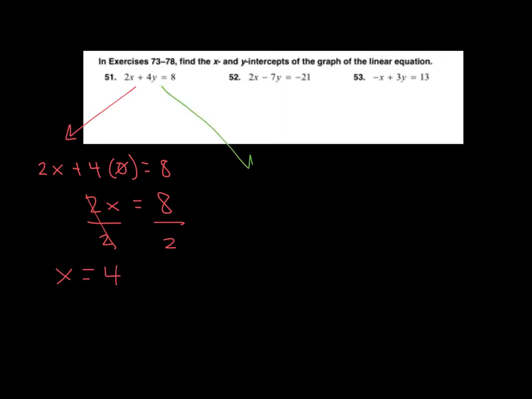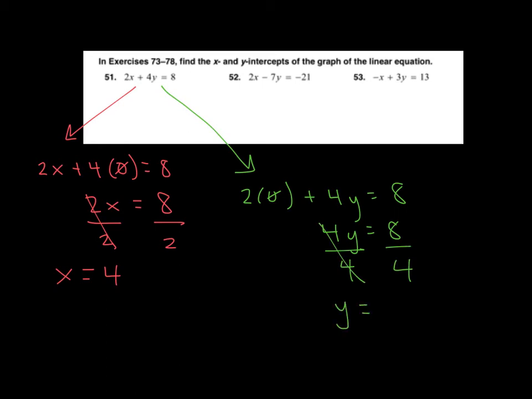In order to calculate your y-intercept, you are going to plug in 0 for x. So we have 2 times 0 plus 4y equals 8. That leaves us with 4y is equal to 8. The opposite of multiplying by 4 is to divide by 4. And when I do that, I find out that y is equal to 2. If you had to graph this, what you would do is you would put a point on 4 on the x-axis, a point on 2 on the y-axis, and then you would draw a line between those points. You should be able to do 52 and 53 based on the example that I just did for you.